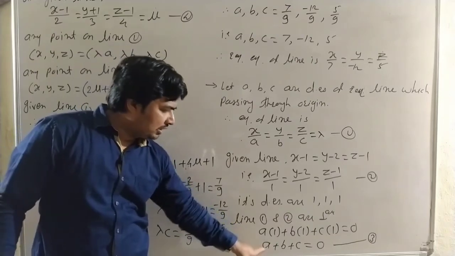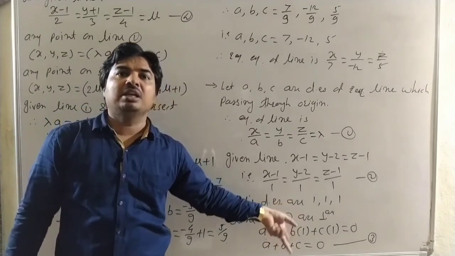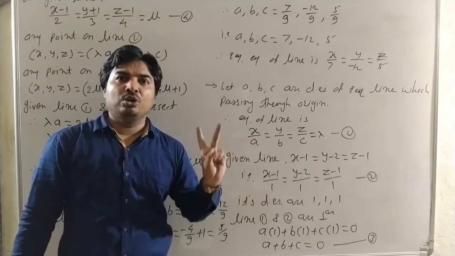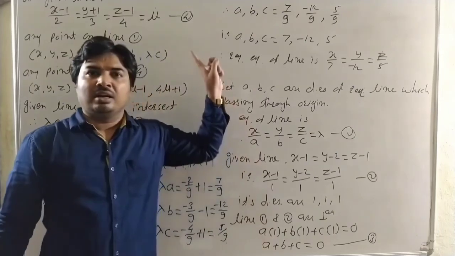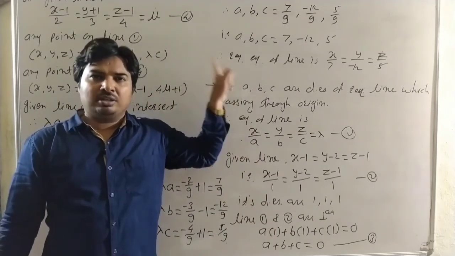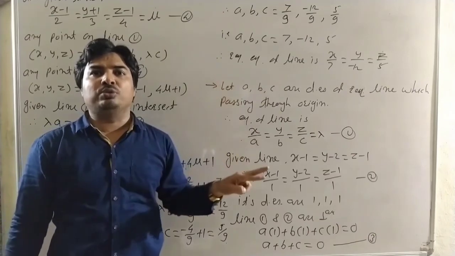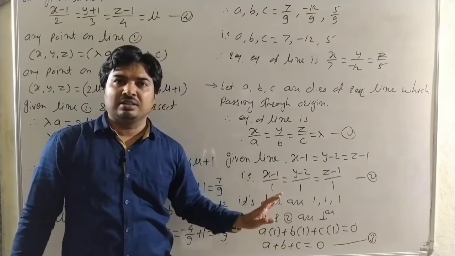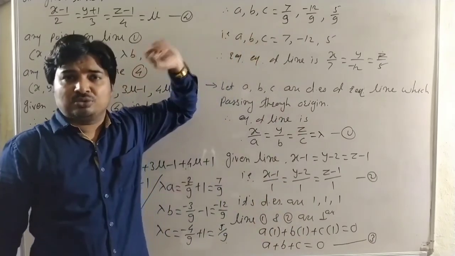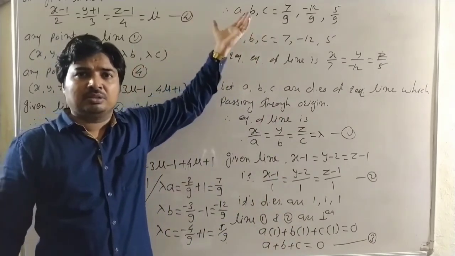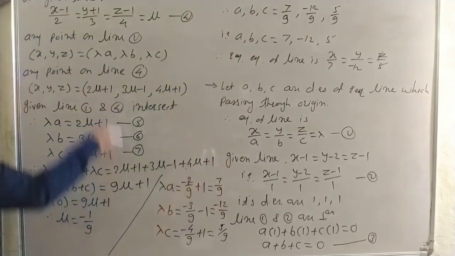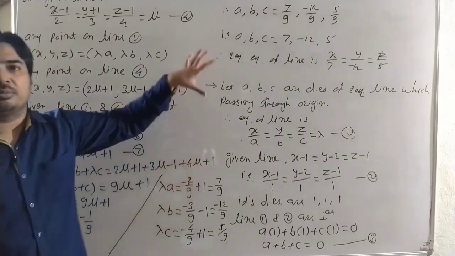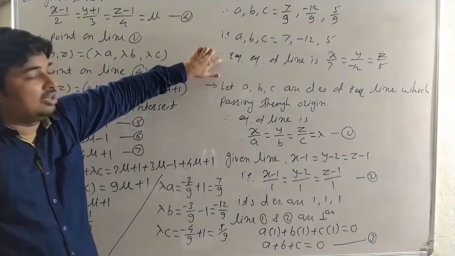Again, we know one equation in a, b, c. There are 3 variables, a, b, and c, and we know only 2 equations. One equation is known, and after solving the determinant, we get the second equation. By using those 2 equations, we get numbers proportional to a, b, and c, and those are the direction ratios. Here intersect means there is one common point, and by using the common point we solve this example. See carefully, it is the last answer.